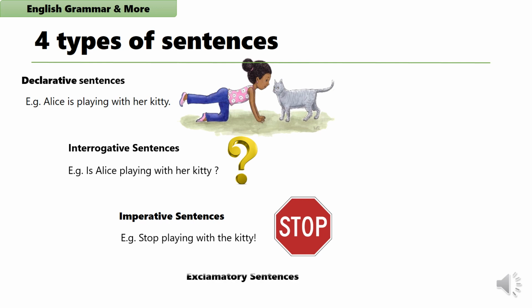And lastly, there are also exclamatory sentences. In exclamatory sentences, we convey our emotions, such as excitement or disappointment. For example, fantastic! In this video, I will only talk about simple declarative sentences.